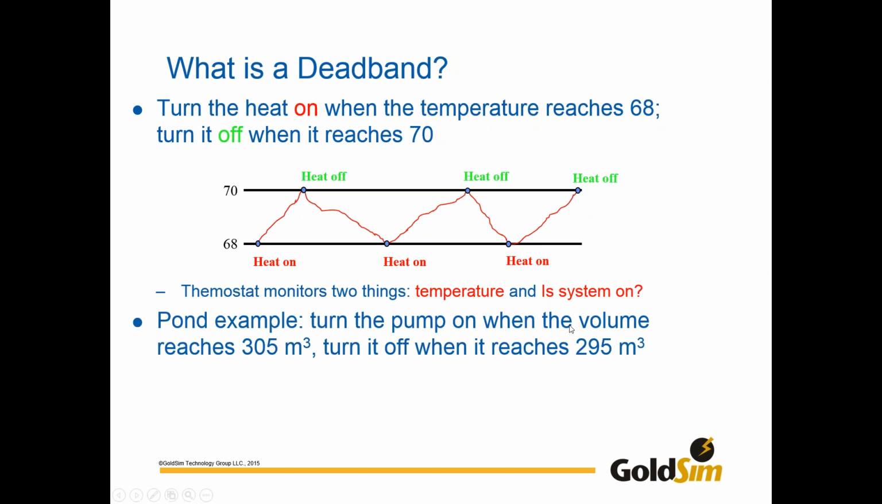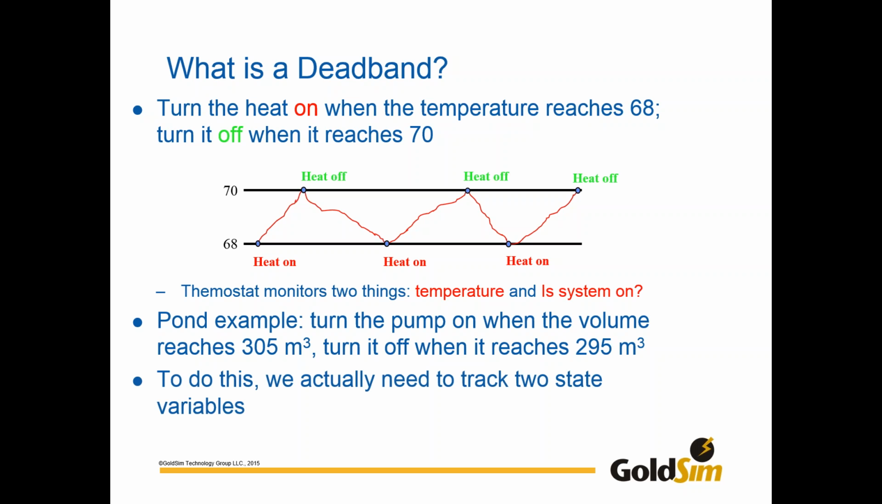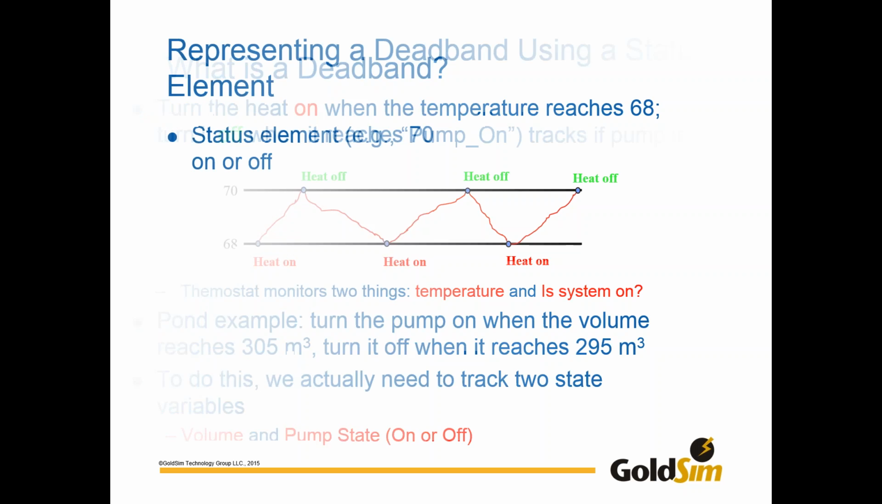We're going to turn the pump on when the volume reaches a certain level, and we're going to turn it off when it reaches a different level. Instead of turning on and off at 300, we're going to turn on at 305, we're going to turn off at 295. Okay? In order to do this, we actually need to track two things in the GoldSim model. We need to track the volume, or the water level, and the pump state. Is the pump on? Is the pump off? Okay? So how do we do that?